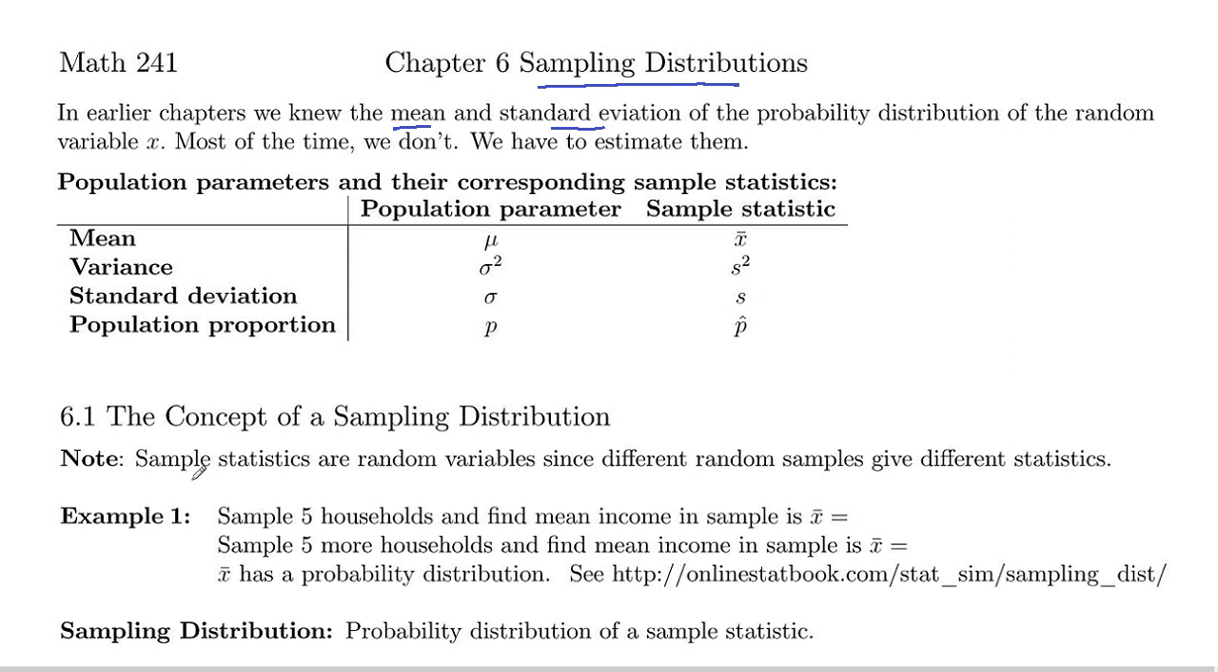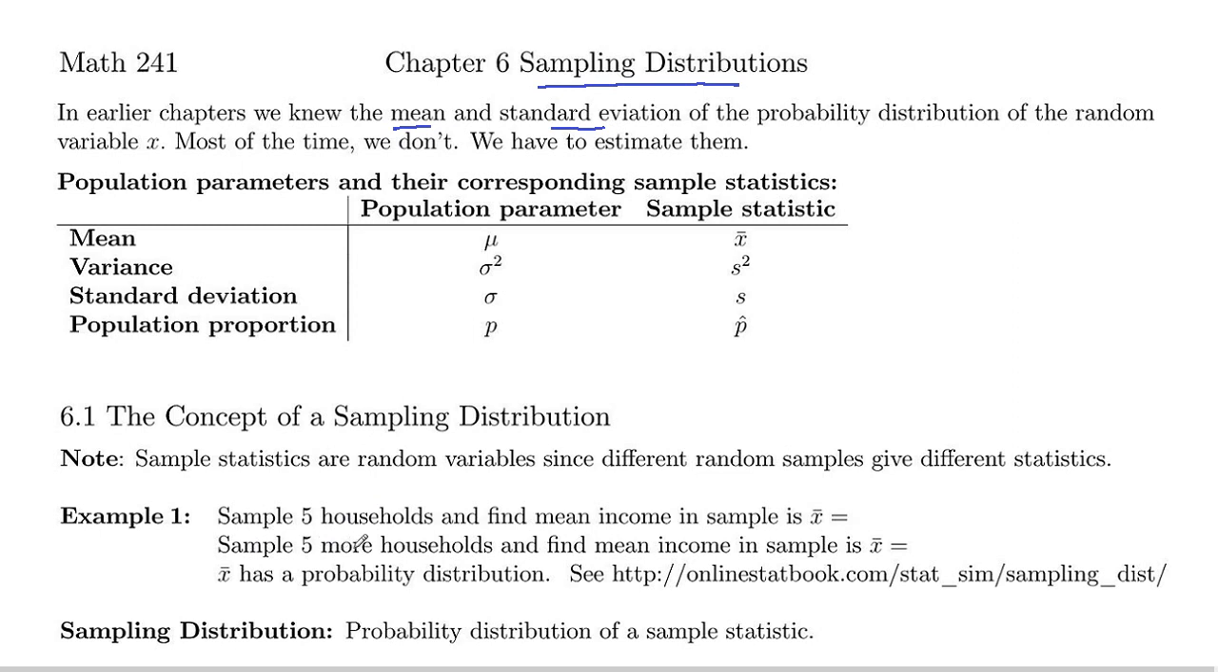So these sample statistics are actually random variables, because different random samples give different values of these statistics. And so then those random variables have distributions. That's what a sampling distribution is. So let's examine this in a little bit closer detail.